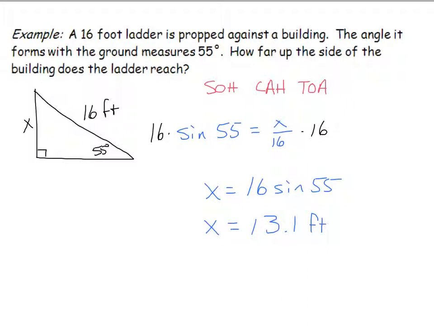All right, so let's take a look at this. I have my drawing diagram here. I have a 16-foot ladder, so that's going to be my hypotenuse. The angle of the ladder made with the ground was 55 degrees, so I've labeled that. And I want to find out how far up the building it is, so I labeled that as an x.